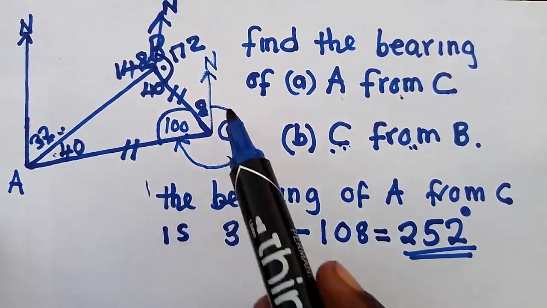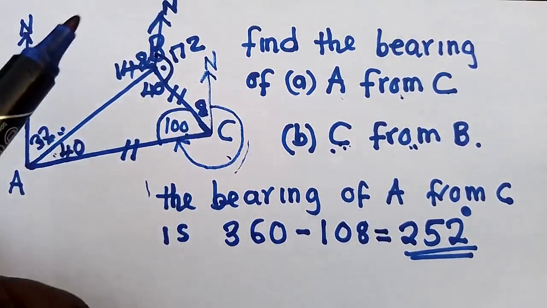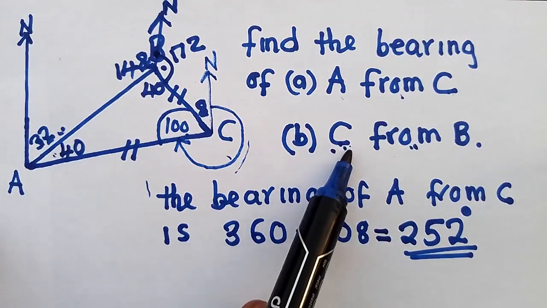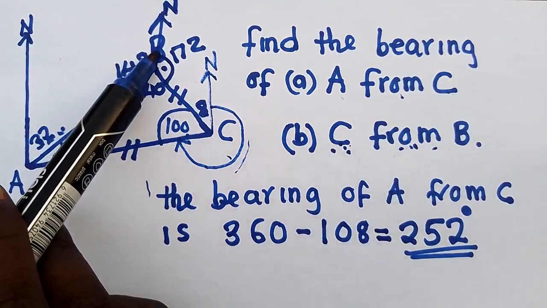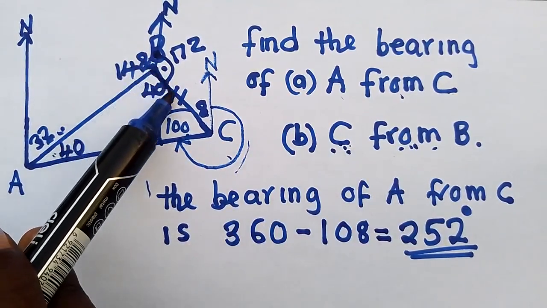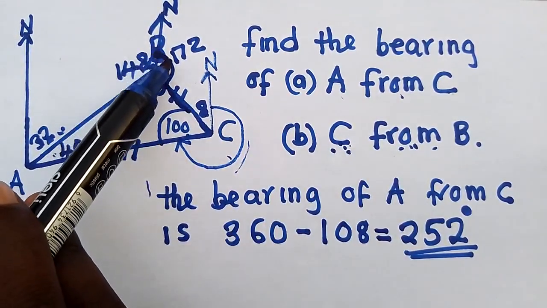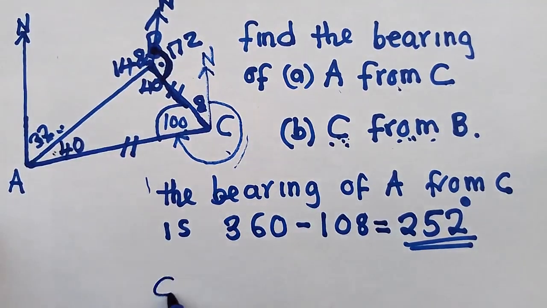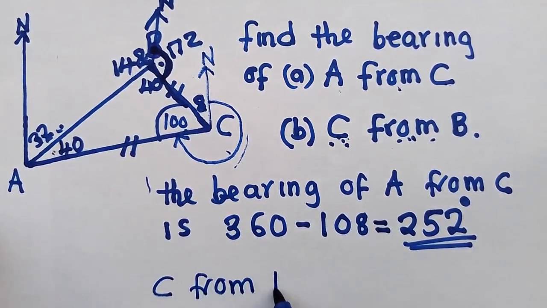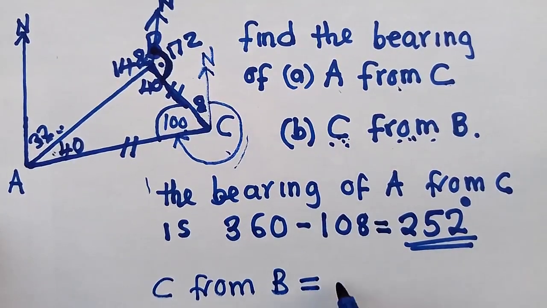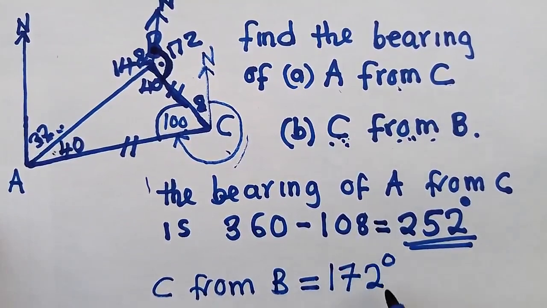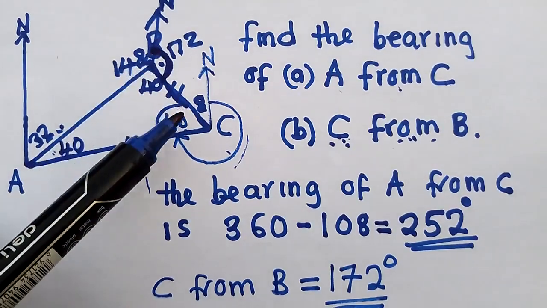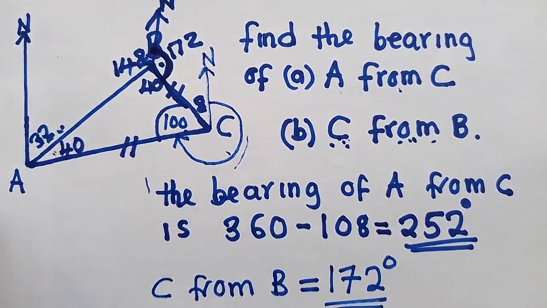So what is the answer? B is there already. Then I meet C. So the bearing of C from B. Where is C? The line for C is this one. So it's just the same angle which I found there, which is 172. So C from B, no need of calculating, we've already calculated, which is 172 degrees. That is your answer. So these are the calculations that you need to do.